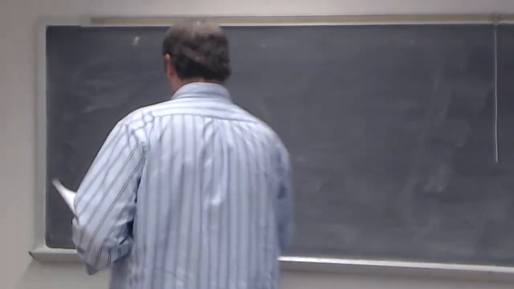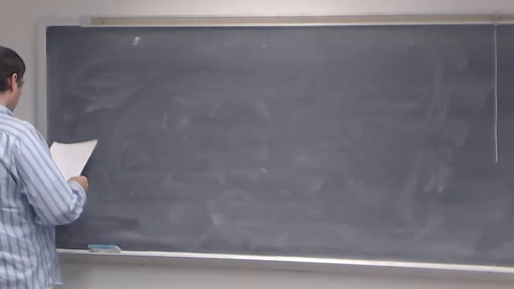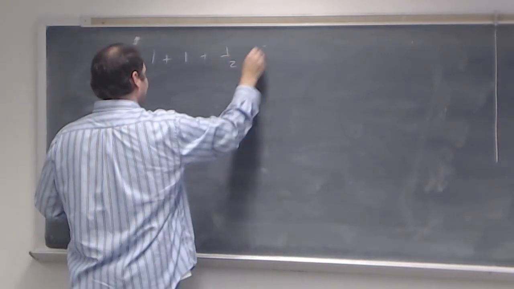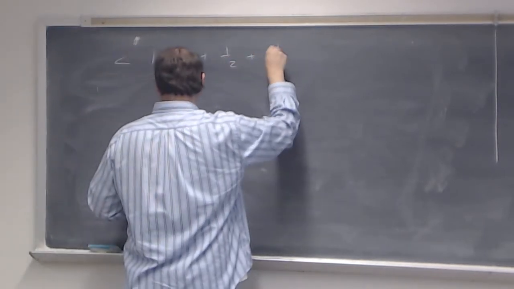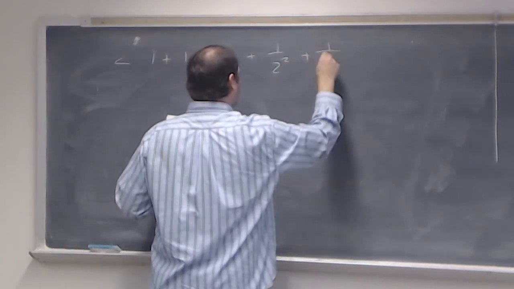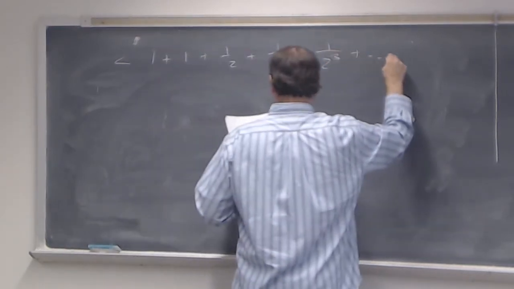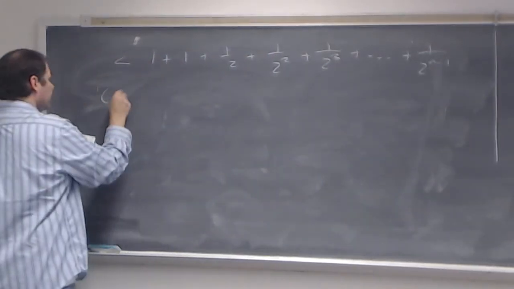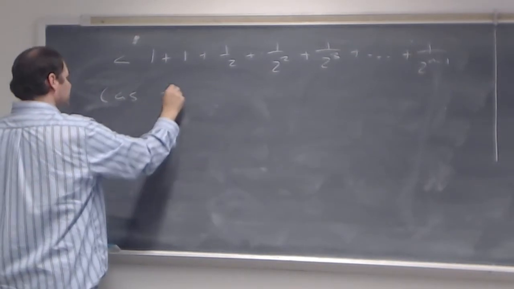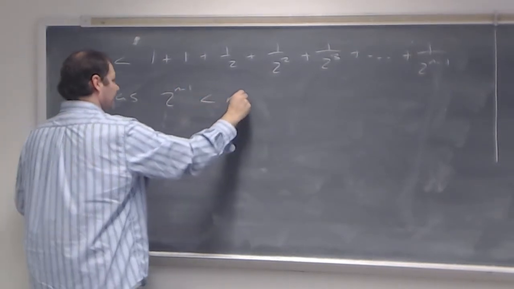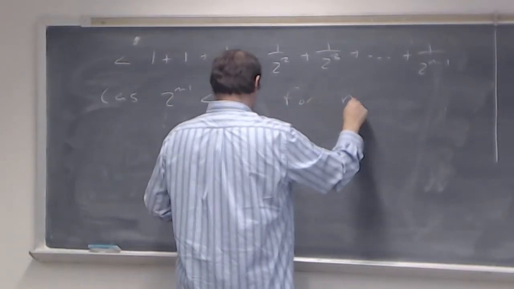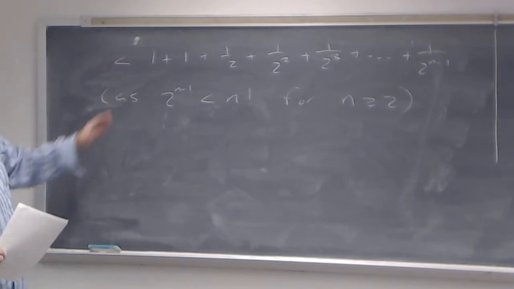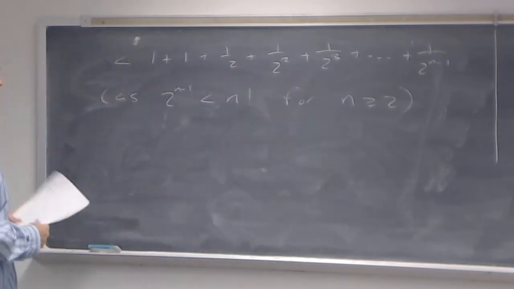Now, I want to tell you that that's less than 1 plus 1 plus 1/2 plus 1/2 squared plus 1 over 2 to the third plus all the way up to plus 1 over 2 to the n minus 1. And the reason that's true is because 2 to the n minus 1 is going to be less than n factorial for n being greater than or equal to 2. So that's what gives us the result that S of n is less than this series of numbers.